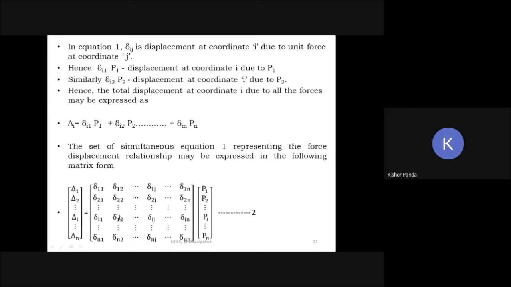So now you are clear how to find out the displacement at different coordinates by using the flexibility matrix. These are the forces P1, P2, Pi, Pj, Pn, and these are the displacements. By multiplying the square flexibility matrix and the force matrix, you can find out the displacement at the different coordinates.